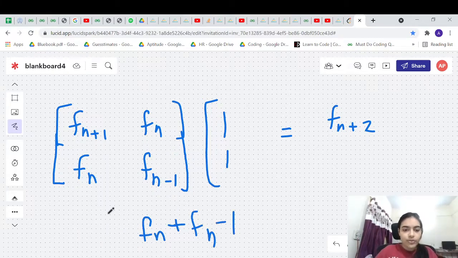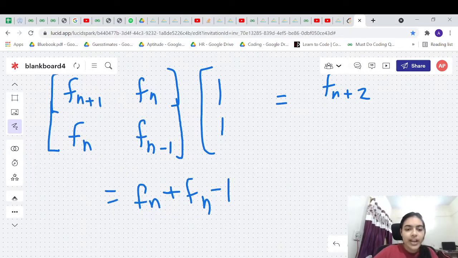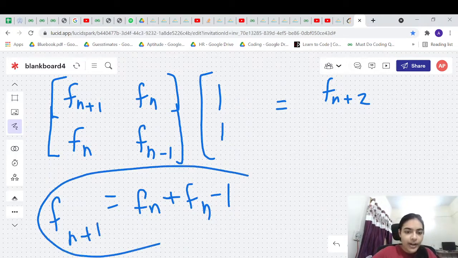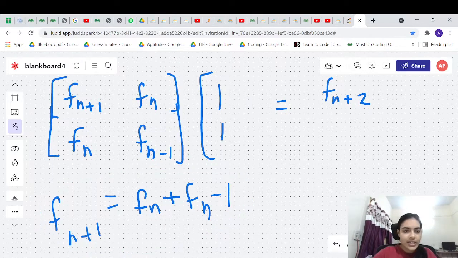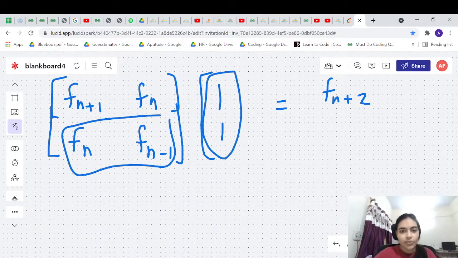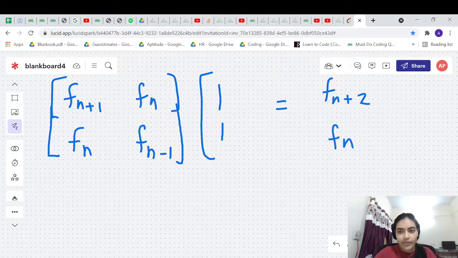Okay. So, what is f of n plus f of n minus 1? What is this? F of n plus f of n minus 1, right? What does that represent? That represents f of n plus 1. Okay, so to find out f of n plus 1, I can just multiply these two terms. If I multiply these two terms, I will just get f of n plus 1, which I can represent here.